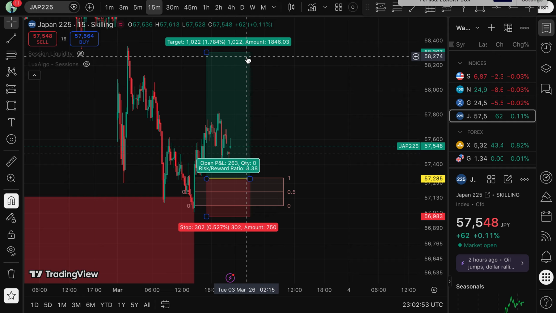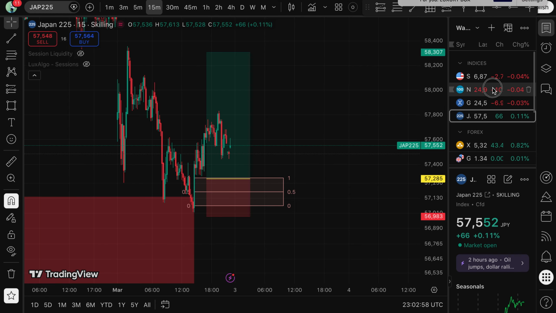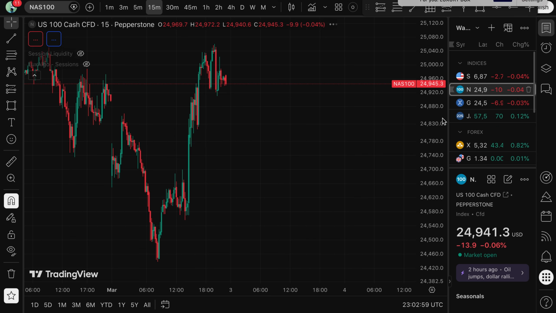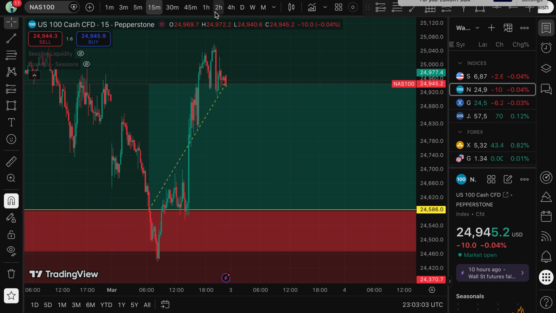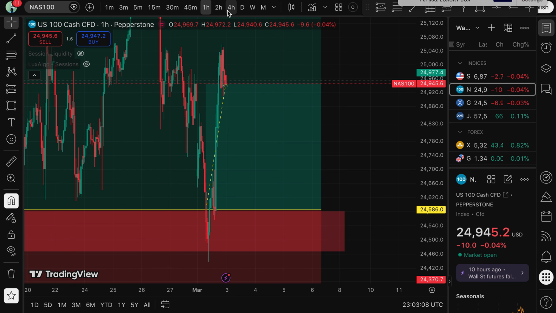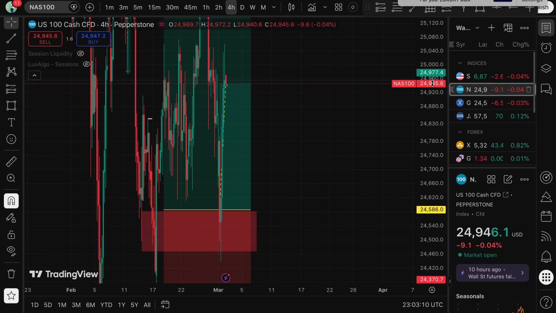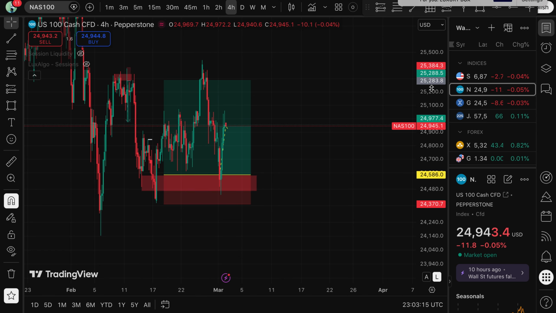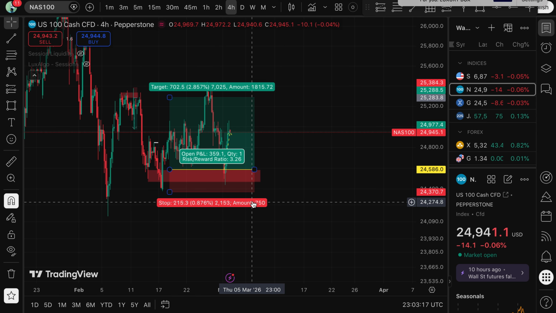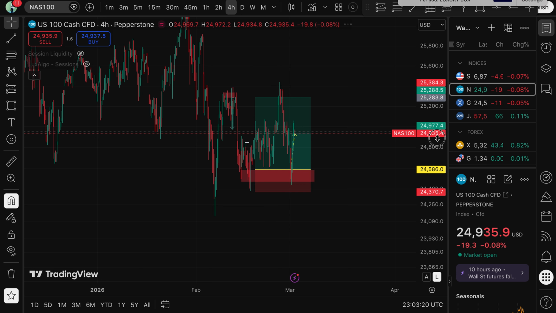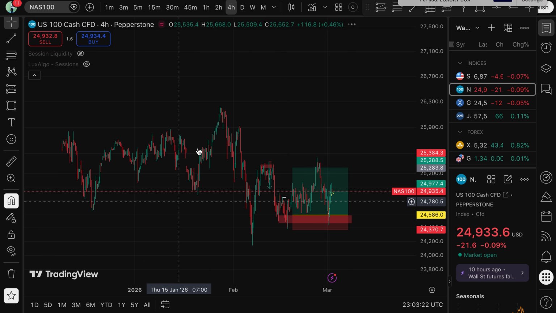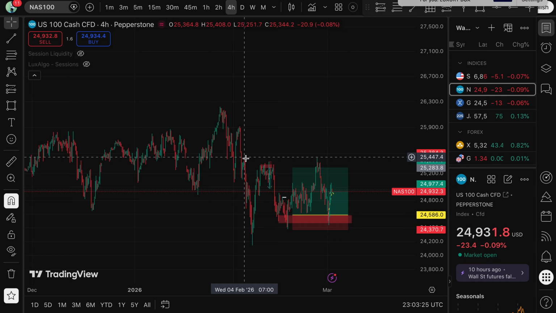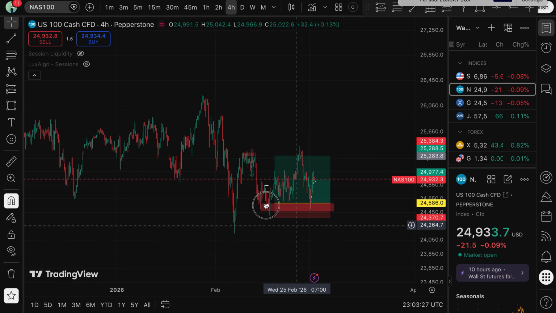So let me show a quick example on the NAS 100 trade I took today. I'm actually on this trade. Let me scale up to the 4 hours time frame. Now you can see a good example of the Quasimodo reversal pattern. Looking at the market from here, it was trading as usual, coming towards this area.